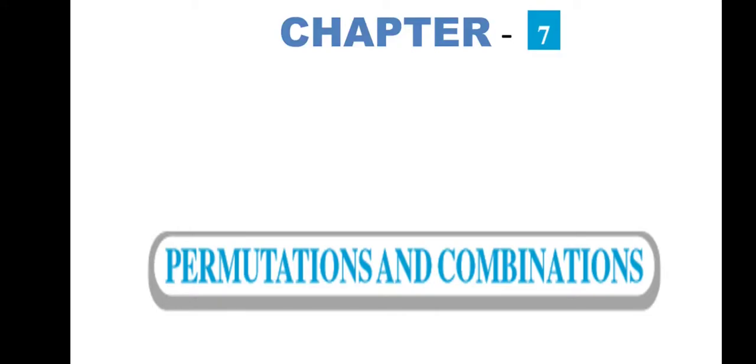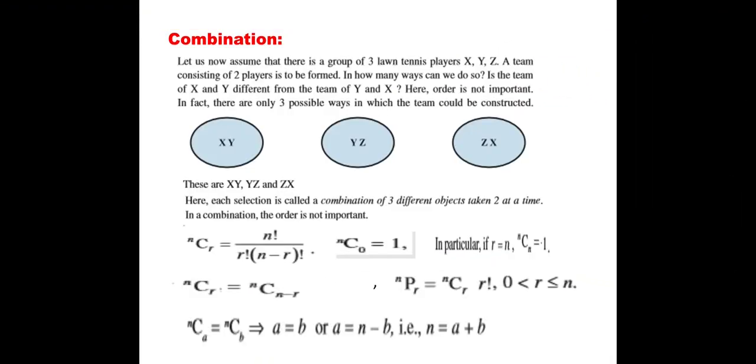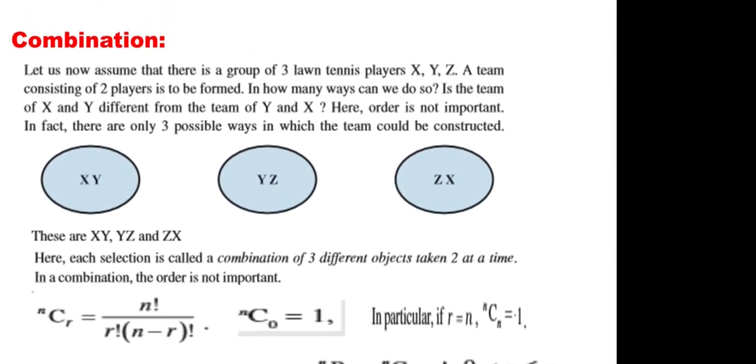Here I am going to continue chapter 7. The name of the chapter is Permutation and Combination. Students, in the last video lecture I explained permutation, and in this video lecture I am going to explain the concept of combination.